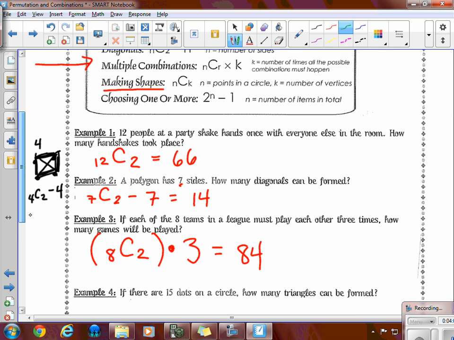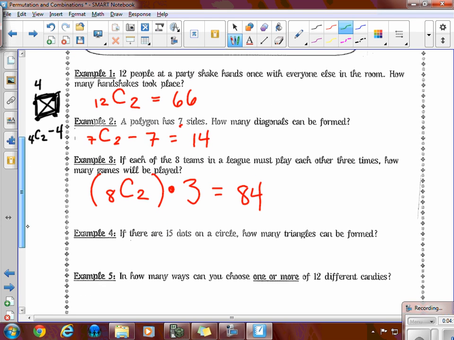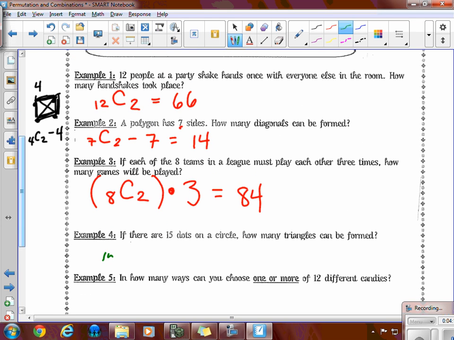So if we look at that formula, it's saying n choose k, n is the points on the circle, k is the vertices. So here there's 15 dots on a circle, there's 15, and I need to choose, I'm making triangles, so that means I actually have to choose 3 points. If I was making squares, it would be 4 points. Pentagons, 5 points, and so on. So I just have to put that in.